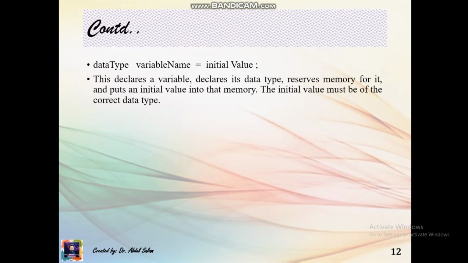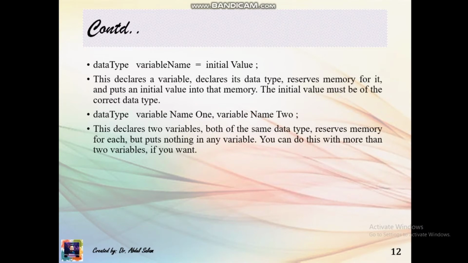For example, if you are declaring data type int, then you will initialize the value as an integer. If you are declaring data type char, then you will initialize your values as characters, for example a, b, c, x, y, z, etc. Okay. Next we have data type, variable name 1, variable name 2. This declares two variables, both of the same data type, reserves the memory for each, and puts nothing in any variable. You can do this with more than two variables if you want.